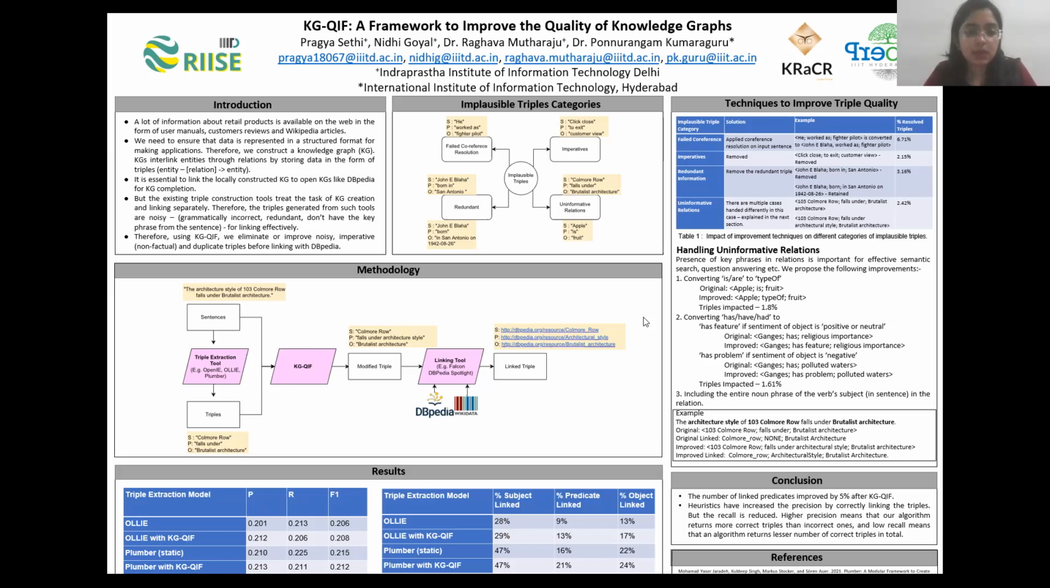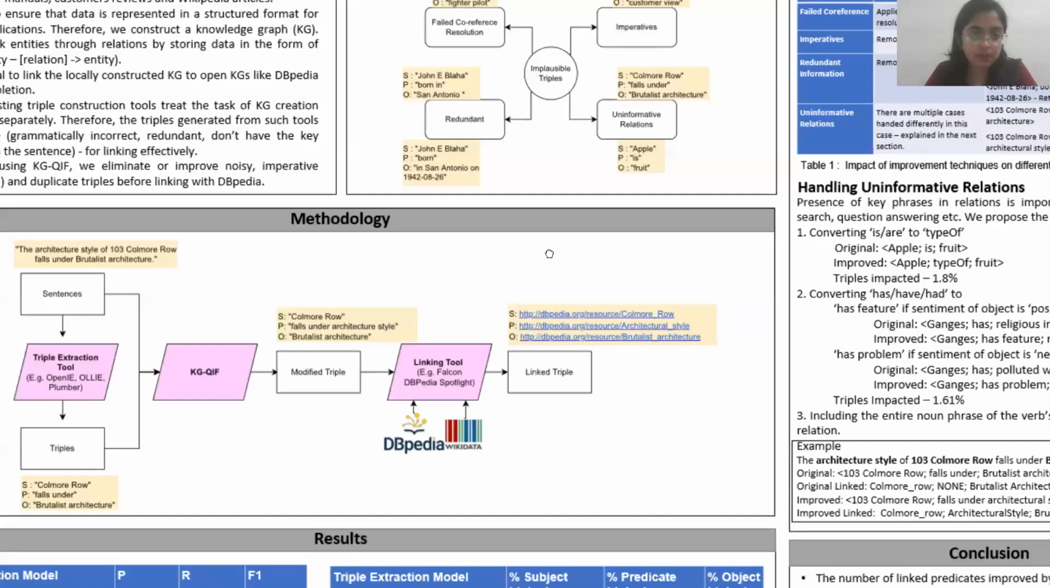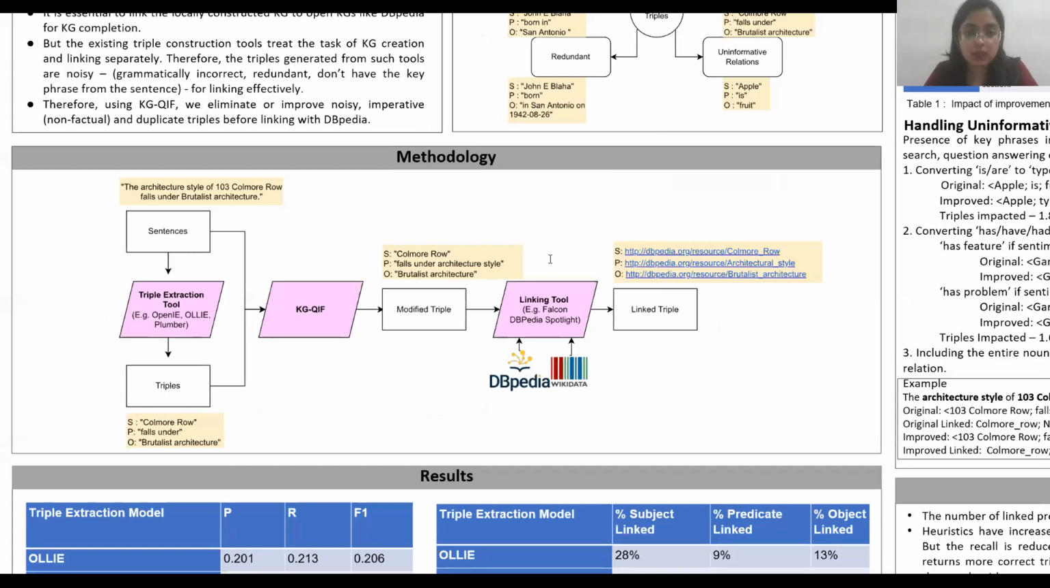In our method, we take two inputs. These two inputs include the triple that is generated by the user from existing tools like Ollie, OpenIE, and Plumber, and the source sentences from which the triples were created. Then we identify the possible errors in the triples and propose a modified triple. The entities and relations in these modified triples are passed on to linkers like DBpedia Spotlight and Falcon that further link them to DBpedia or Wikidata knowledge graphs.